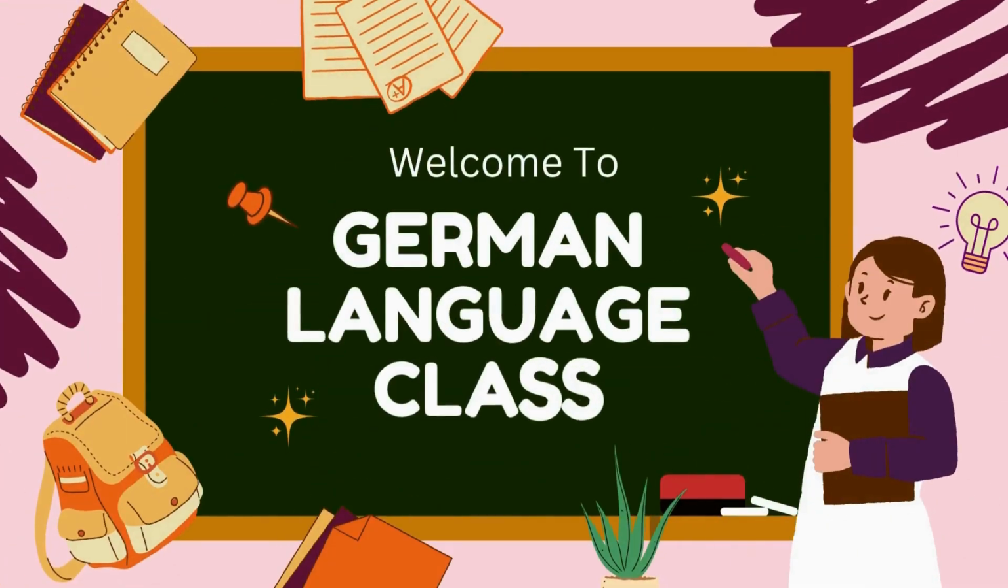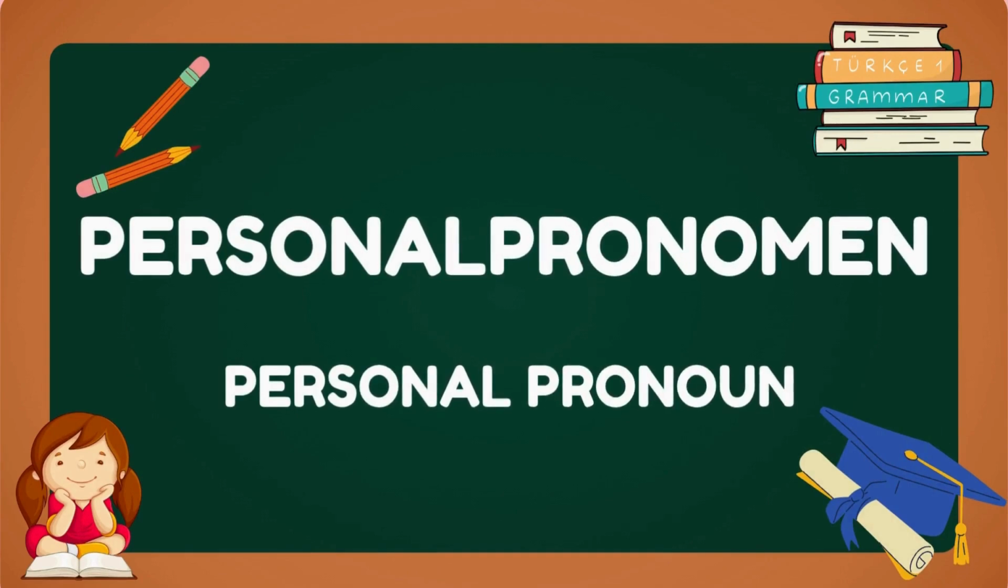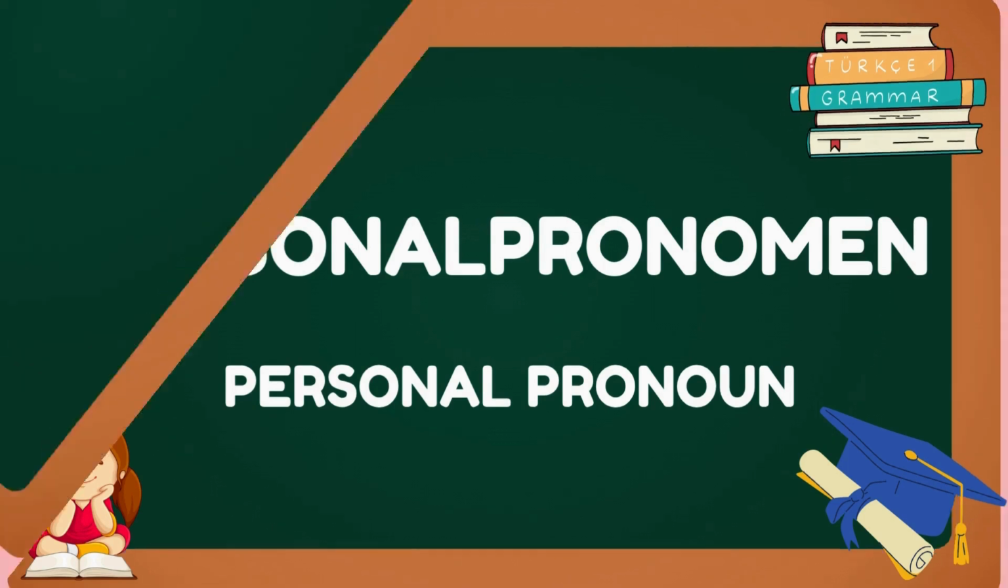And welcome everyone. Today we are learning an essential part of German grammar, personal pronouns, or in German, Personalpronomen. Pronouns are super important because they help us replace names in sentences and make our speech sound more natural. Instead of saying Anna is a student, Anna lives in Berlin, Anna speaks German, we can simply say Anna is a student, she lives in Berlin, she speaks German. Sounds easier, right? So, let's dive in and learn how pronouns work in German.